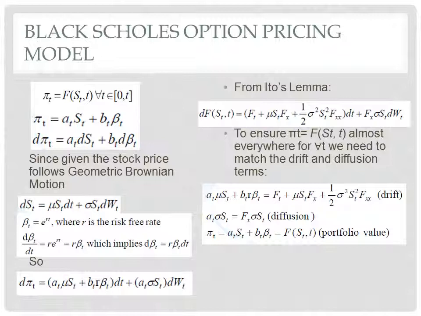Then we apply Ito's lemma to the f(S_t, t) function, we get the df function. To ensure Π_t equals f(S_t, t) almost everywhere for every t, we need to match the drift and the diffusion terms, so we got the three functions here, the drift, diffusion, and portfolio value function.